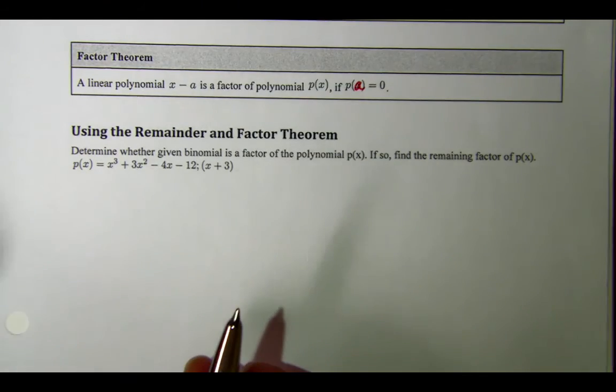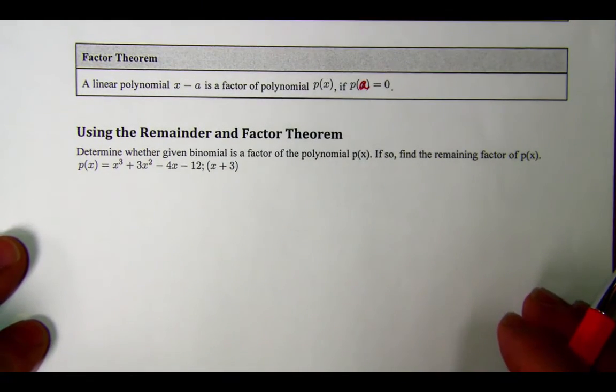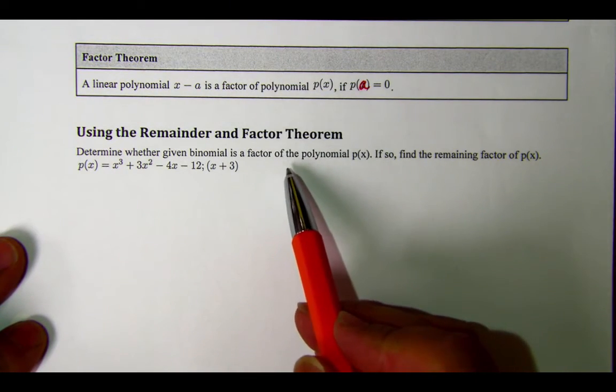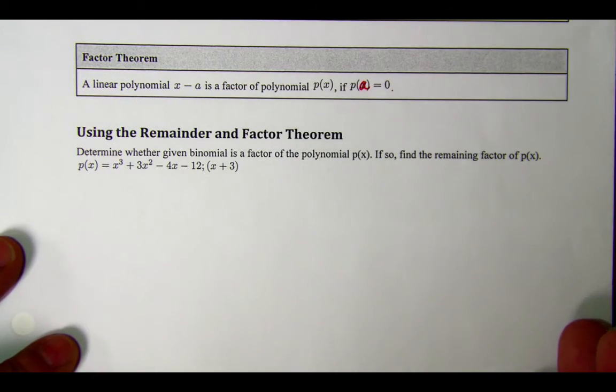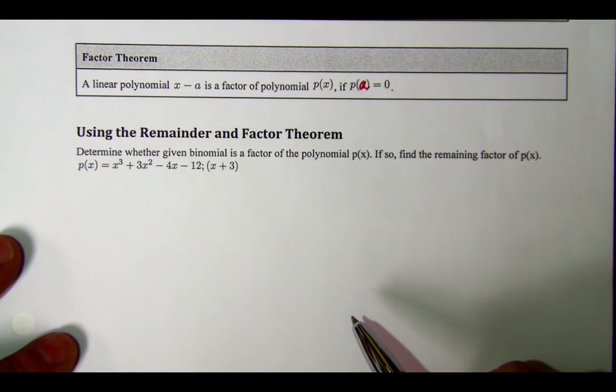Okay. The question is, determine whether the given binomial is a factor of this. How would we know that? We would know that if the remainder is equal to 0. So guess what we're going to do? We're going to be using synthetic division.